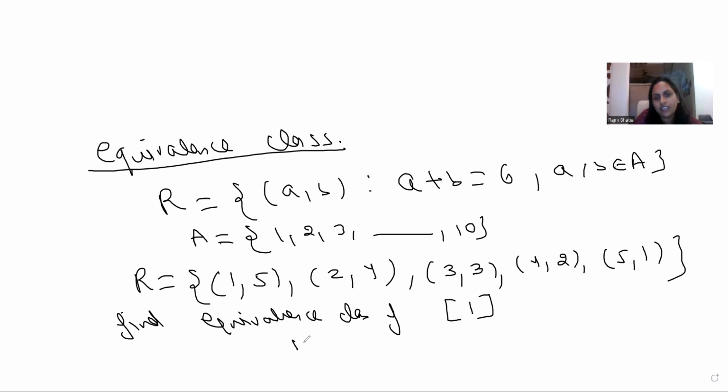So if I take A as 1, then B can take only one value, which is 5. So I'll write that 5 is the equivalence class of 1. All the possible values of B are called the equivalence class of a particular number for a given relation. Now, I'll give you one more example.